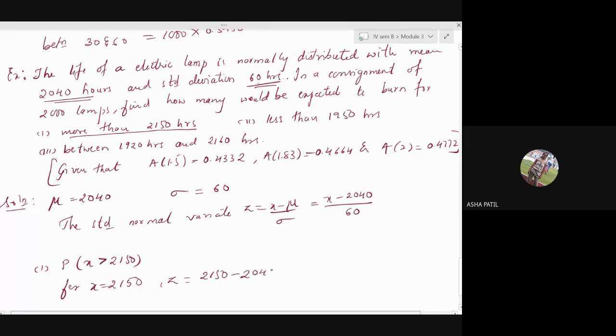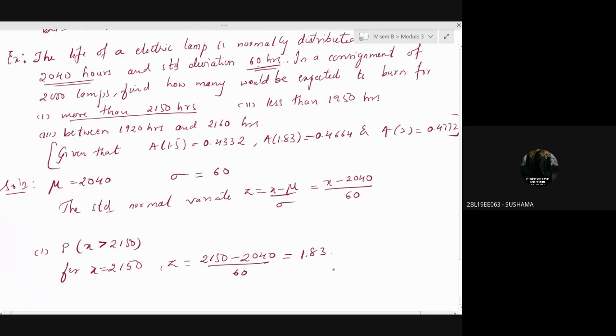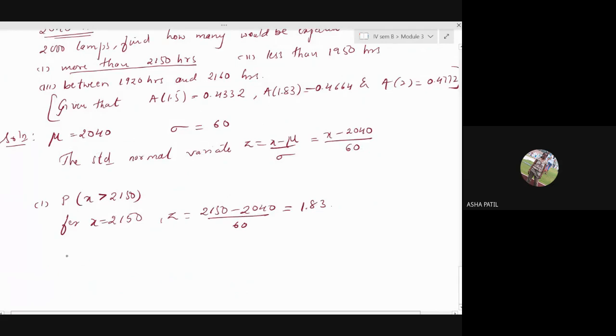-2040 minus 2040 divided by 60, 1.83. So what will you write now? Probability that x is greater than 2150 means it is probability that z is greater than 1.83. So what will z greater than 1.83 mean? This is your 1.83. Z is greater than 0.5 minus area of 1.83.